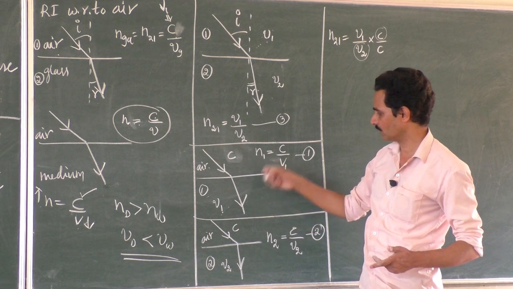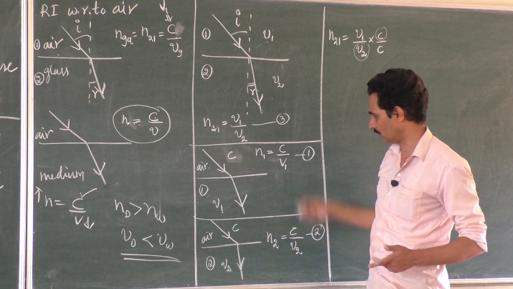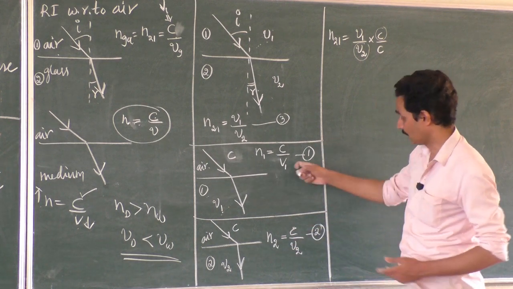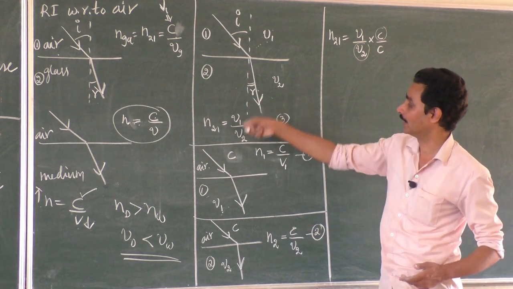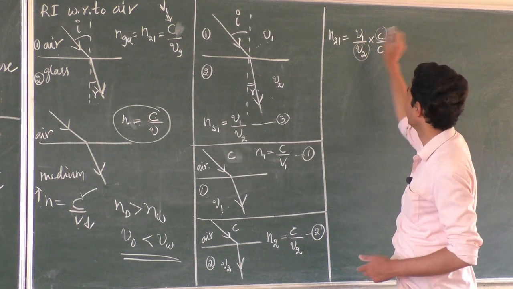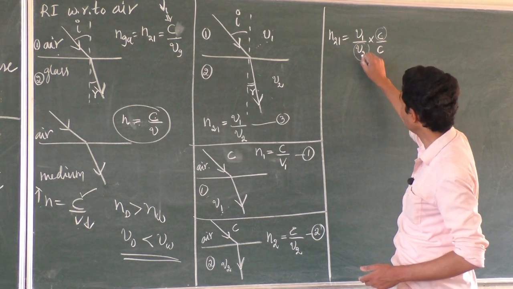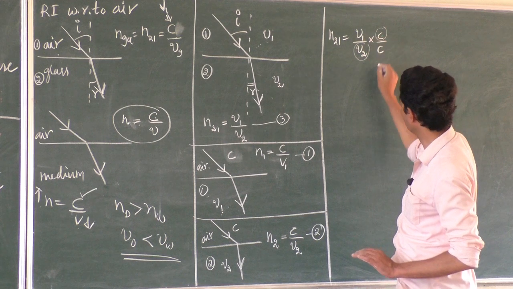So this is the refractive index of 1 with respect to air, and of 2 with respect to air. You all know this. Now let us try to put these two things here. How, sir? Very easy. Multiply and divide by C. C by V2 you keep as it is, and V1 you bring to the denominator.